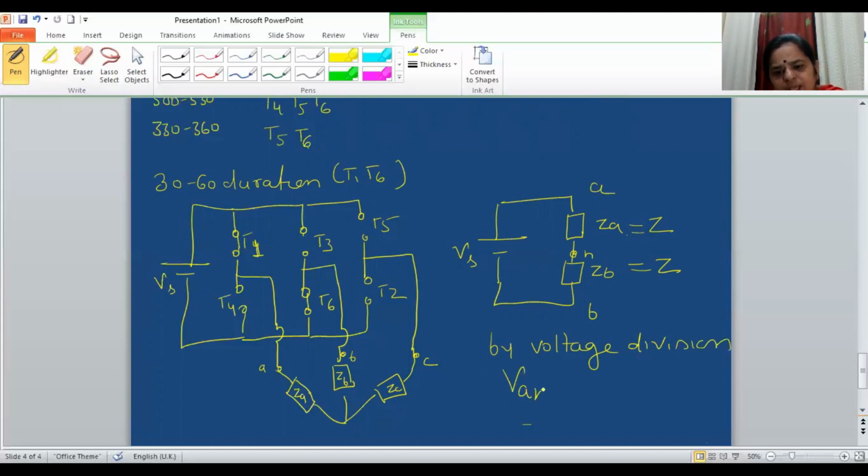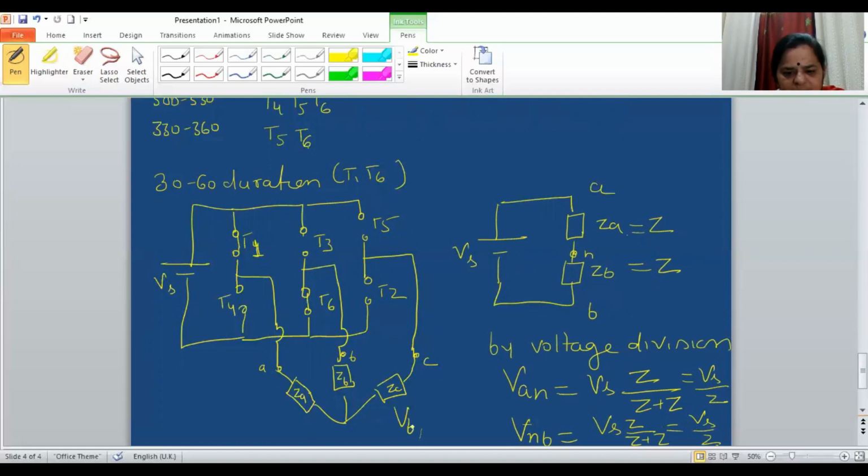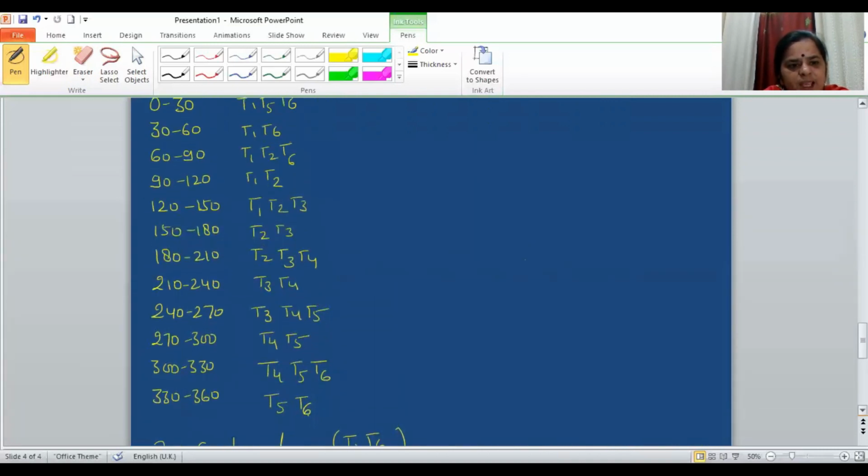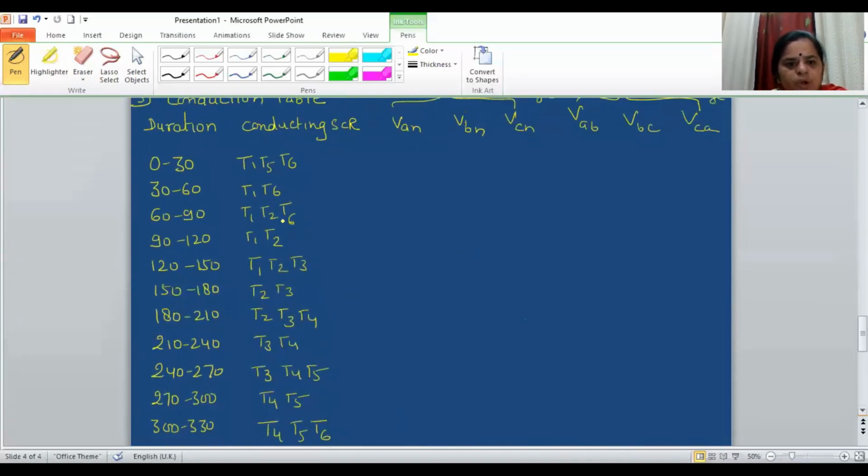So by the voltage division formula, if I calculate VAN, then VAN will be equal to total voltage multiplied by Z upon Z plus Z. So what I am going to get? Vs by 2. Similarly, if I calculate VNB, that is Vs upon Z plus Z, so that means Vs by 2. So if I calculate VBN, that is minus VNB. That means minus Vs by 2. So VAN is Vs by 2, VBN is minus Vs by 2, and VCN is 0. So what can I write?